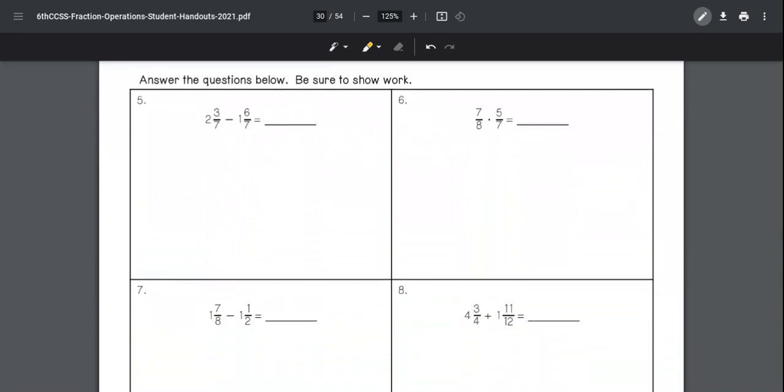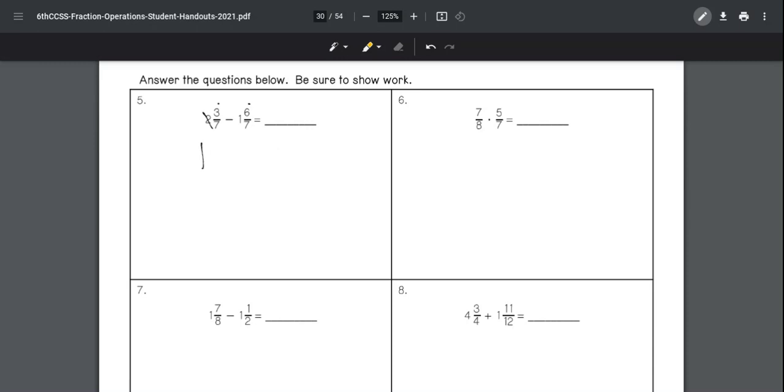Number 5, 2 3/7 minus 1 6/7. The first thing I need to look at are my denominators, and they match. Okay, we've got our least common denominator. Now I'm going to subtract my fractions. I cannot do 3 minus 6. So you have to regroup them. So I cross off my 2 and I make it a 1.